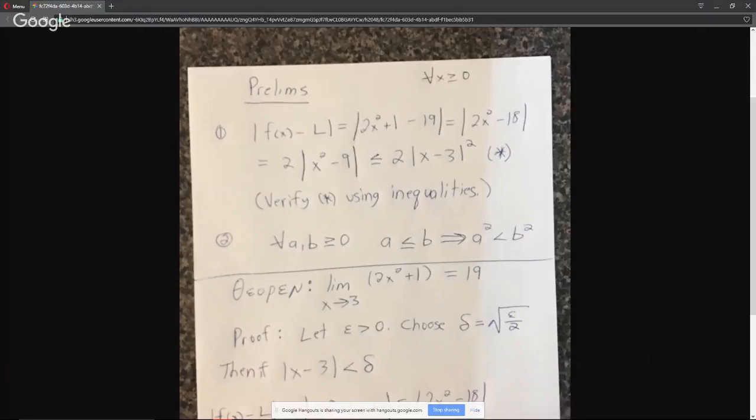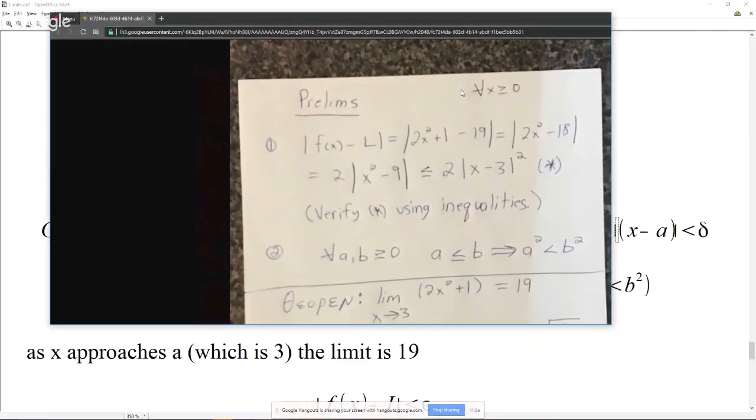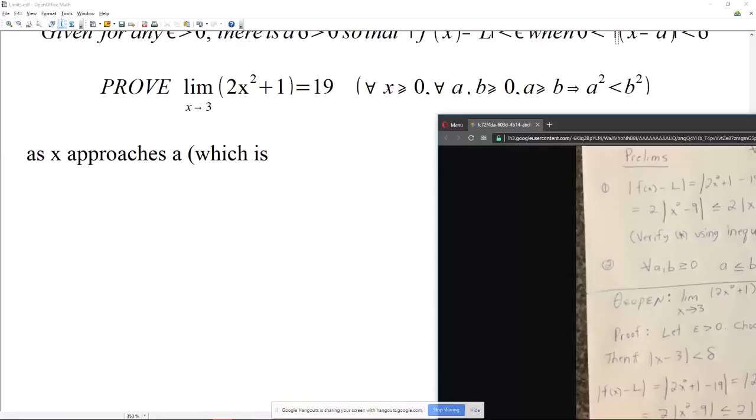So okay, this is the prelim that you took for all x greater than or equal to x. For every positive, and again, we're just dealing with neighborhoods here. Go ahead. So you're saying that the function minus the limit, and you put this in exactly as I did, right? You got 2x squared minus 18. You factored out the 2. And you're saying that's less than or equal to 2 absolute value x minus 3 squared, which is actually I think what I got, isn't it? Didn't I get that?